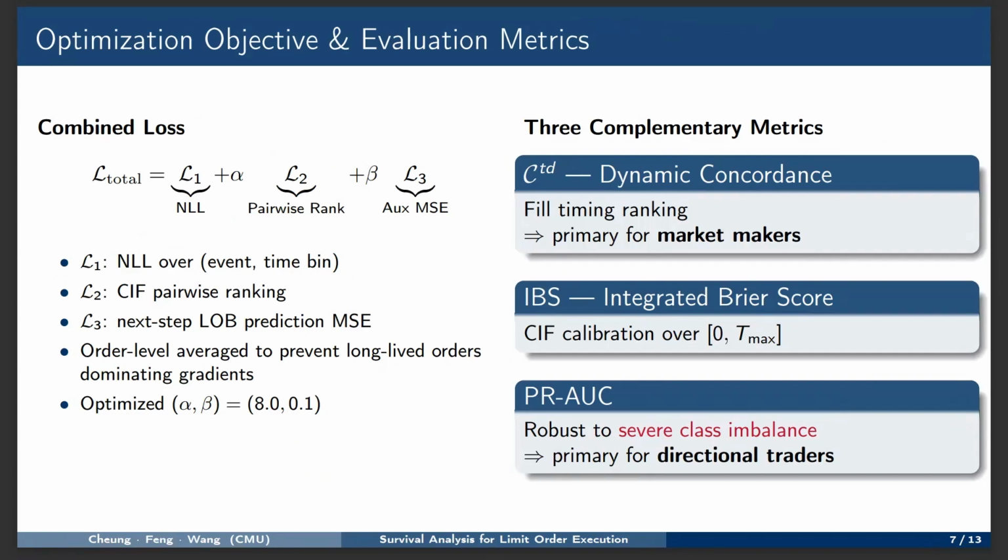We train with a three-component loss: negative log likelihood over event time bins, a pairwise ranking loss on the cumulative incidence functions, and an auxiliary MSE for next step LOB prediction. Through ablation, we determined alpha equals 8 and beta equals 0.1 as optimal loss weights.